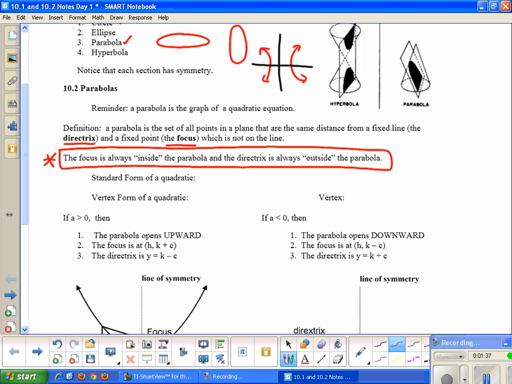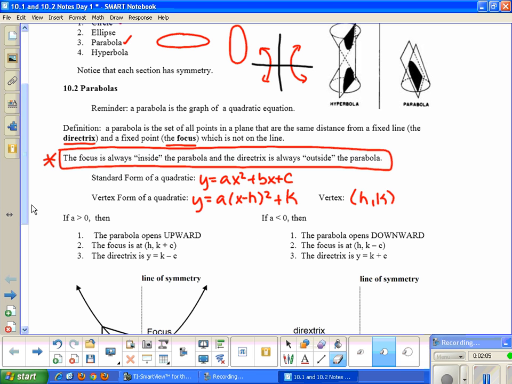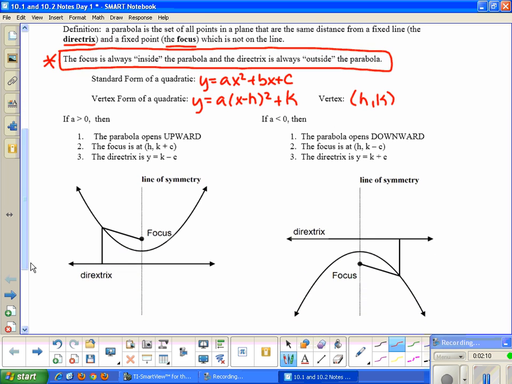The standard form for a quadratic equation, if you'll recall, is y equals ax squared plus bx plus c. The vertex form for this, we said, was y equals a times (x minus h) quantity squared plus k, where your vertex was h comma k. And remember, we always did the opposite of this for a vertex. So it's negative h there, but it's h comma k for your vertex. There are two different scenarios for your graphs: when your a value is greater than 0 and when your a value is less than 0.